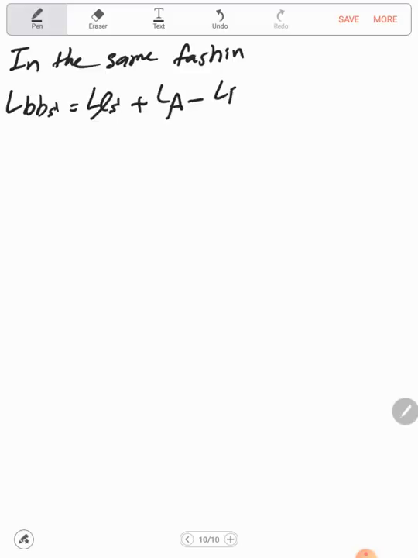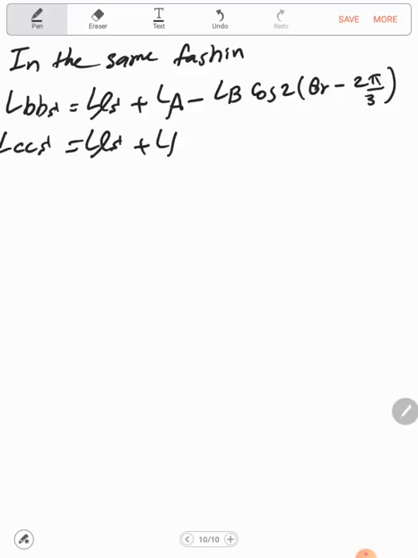So in the same fashion we have LBBS equal to LLS plus LA minus LB cosine 2 theta r minus 2 pi over 3, and LCCS equal to LLS plus LA minus LB cosine 2 of theta r plus 2 pi over 3.